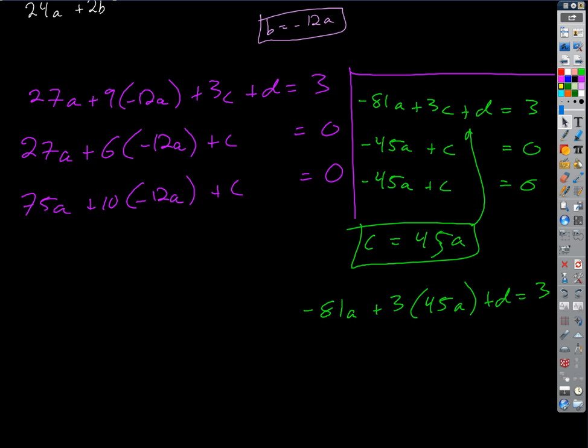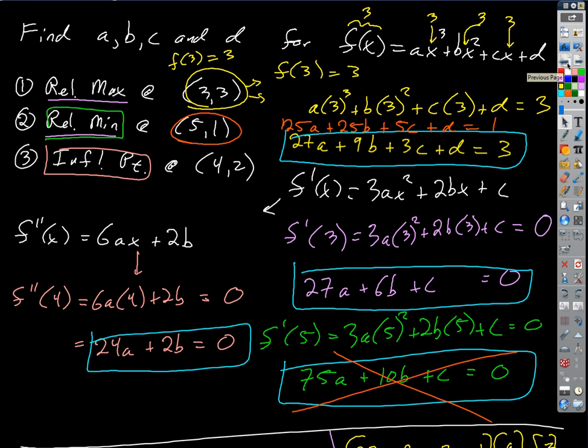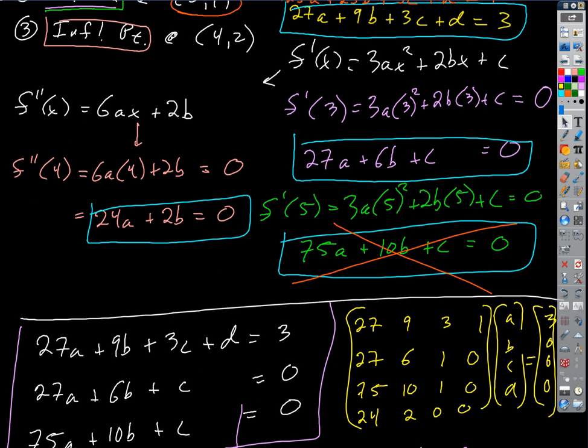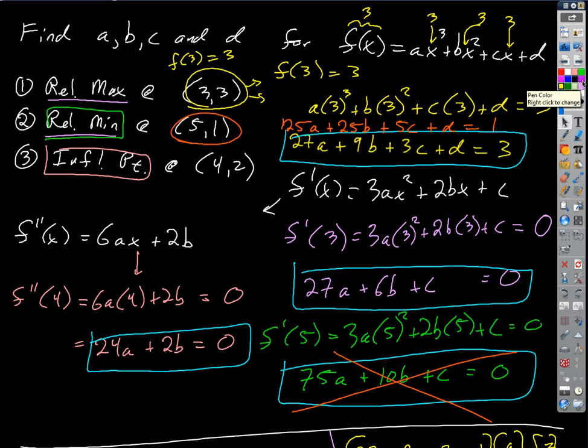Where did these come from? These are equations 2 and 3, which came from the derivatives, right? Those were the ones that came from the relative max and the relative min. And so those 2, we can't use together if we want to be able to solve the system. Honestly, you could probably predict that.